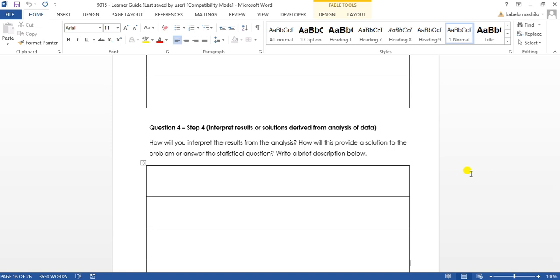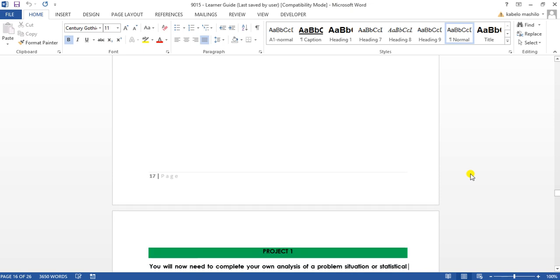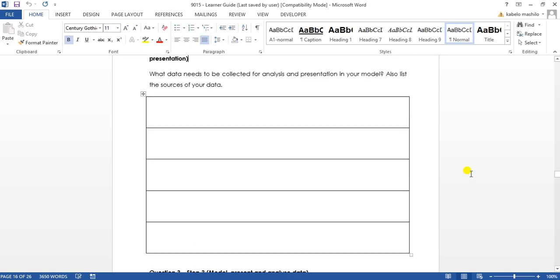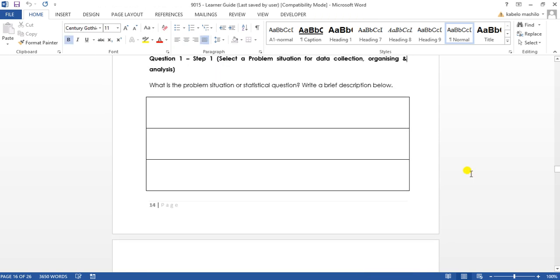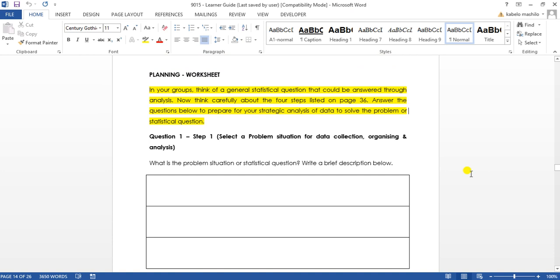And then question 4, step 4, interpret the results or solutions derived from analysis of data. How will you interpret the results from the analysis? How will this provide a solution to the problem or answer the stats question? Write a brief description below. And that's it for this group work. This will prepare you for the formative assessment. In the groups that are formed, I've sent you the link, the WhatsApp message.